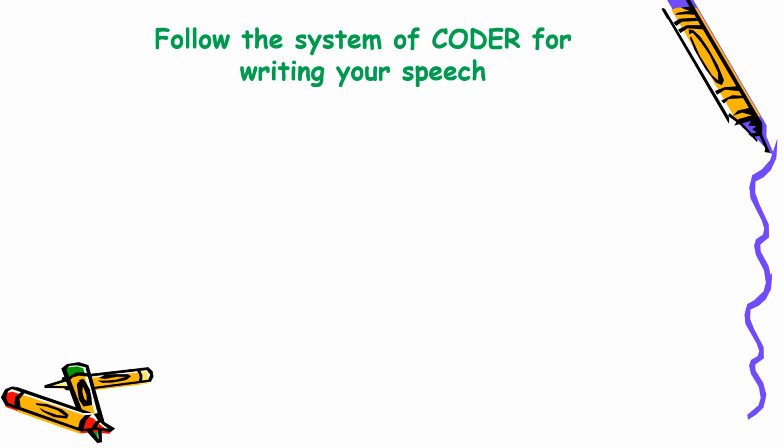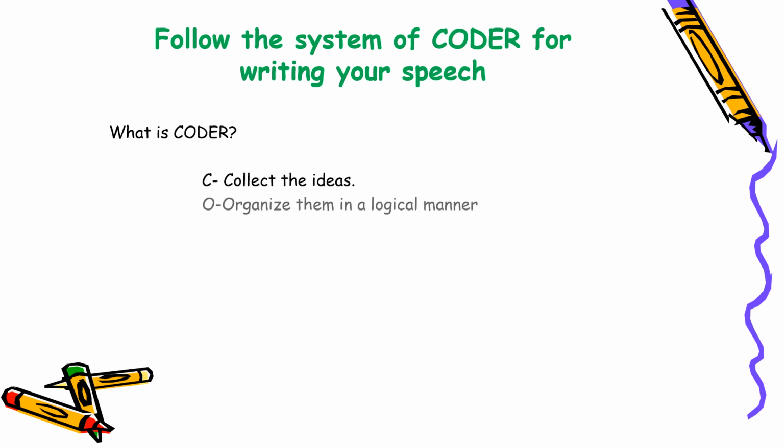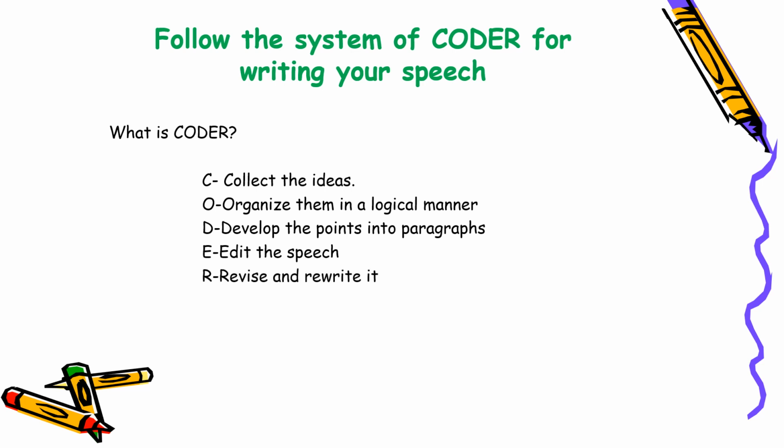You have to write following the system of CODER. Now, CODER is very simple. CODER simply means collecting the ideas. Once you have collected the ideas, these ideas need to be organized in a logical manner. Once the ideas have been organized, like introduction should be there, then you have to tell the reasons, then you have to tell the solutions. Ultimately, you will develop them into different paragraphs, and then you will edit whatever mistakes are there, whatever are left out, and then you will revise and rewrite.